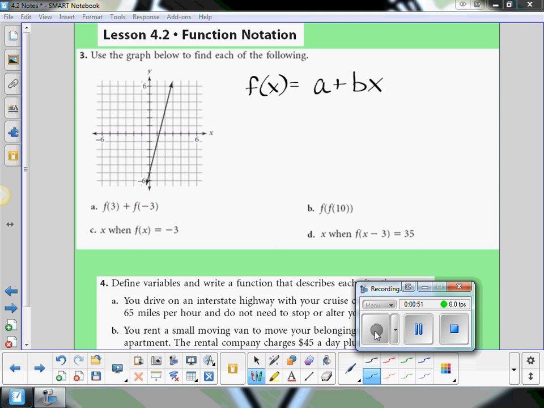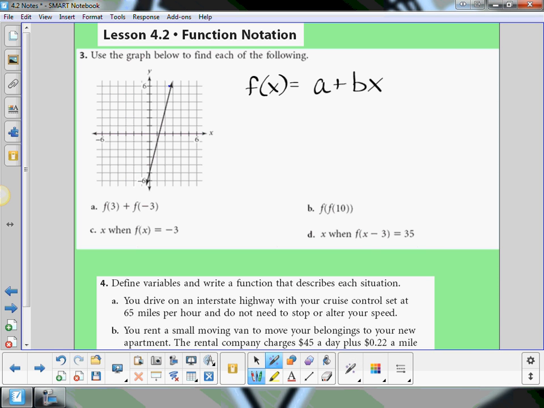So identify the line's y-intercept for me. Where does this line hit the y-axis? -5, okay? So that would be our a. So the function would be -5 is the y-intercept plus, what about the slope? What's the rise versus run? Rise, run. It's going up how many? 4 for every 1 over. So b in this problem, the slope, is 4. So the equation for this line is -5 plus 4x.